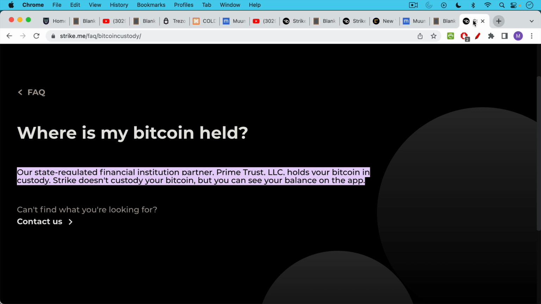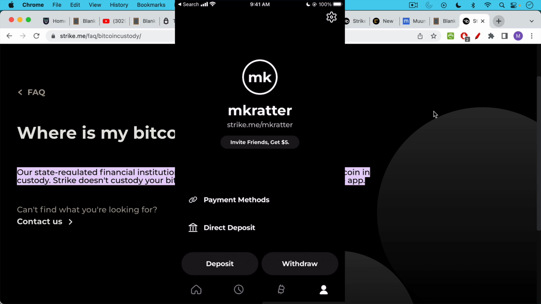So now I just wanted to mention where Strike holds their Bitcoin. Their custodian is called Prime Trust, and that's where your Bitcoin is held when you leave it on the app. There's really no reason to leave Bitcoin on this app, though. You should either withdraw it and put it into cold storage, or you can spend it and send it to someone. So that's what I'm going to do now. I'm going to move to talking about how the app works.